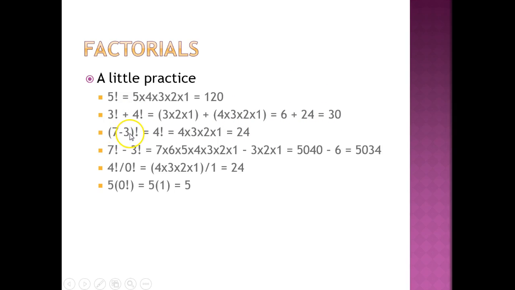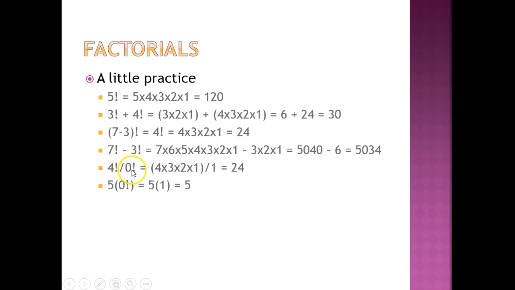What about 7 minus 3 in parentheses factorial? Well, I would first do the operation inside the parentheses. 7 minus 3 is 4. 4 factorial, 24. What about 7 factorial minus 3 factorial? 7 factorial is a big number. 7 times 6 times 5 times 4 times 3 times 2 times 1 is 5,040 minus 3 factorial, which is 6. 5,040 minus 6 is 5,034.